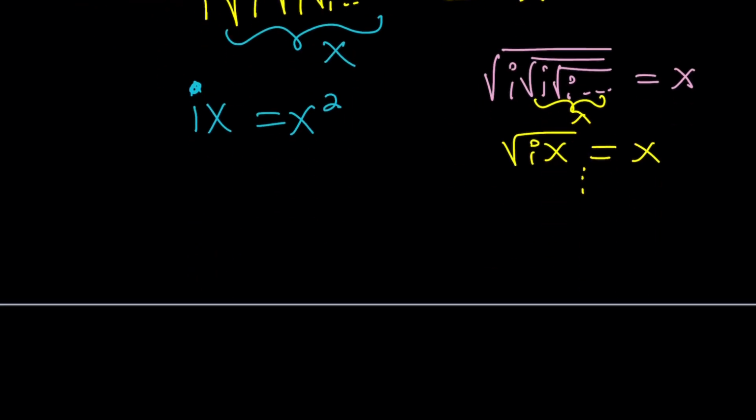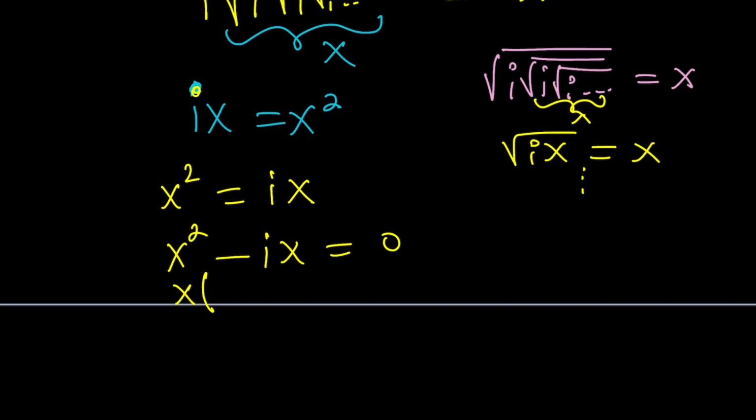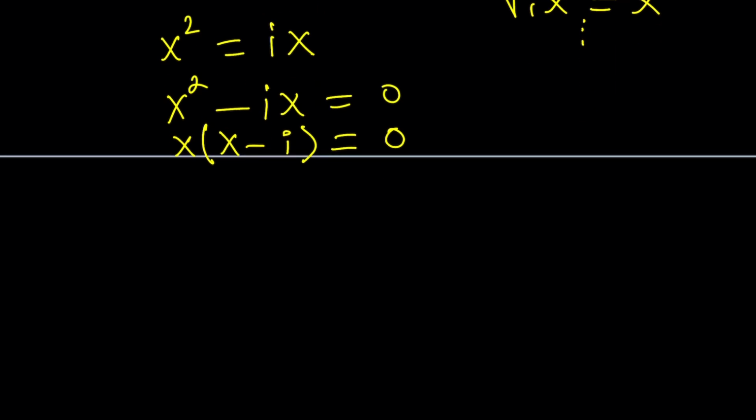And let's get back to our equation. We have i x equals x squared. So let's go ahead and write it this way. This kind of looks a little more intuitive. And then put everything on the same side, and then take out x. Don't ever cancel out things because you're going to lose solutions. Okay? So we got this nicely factored form. And from here, we can say that, hey, x is either 0 or x is i. So here's the problem.